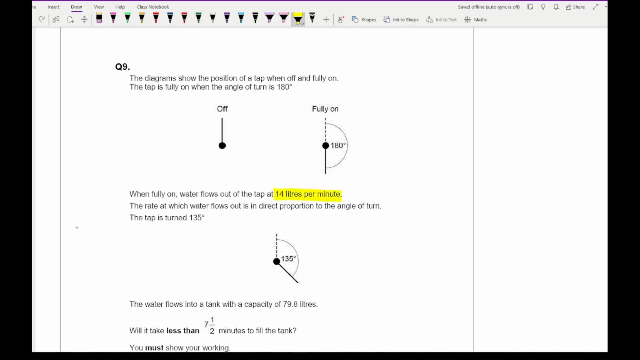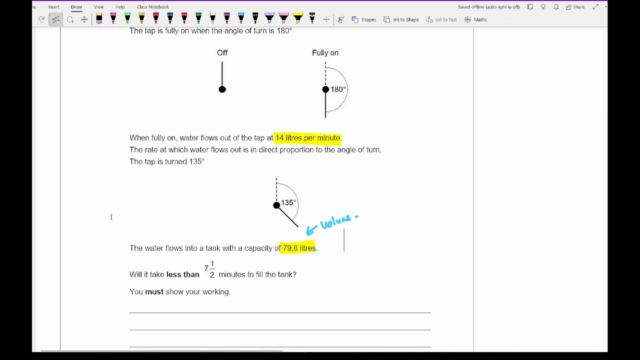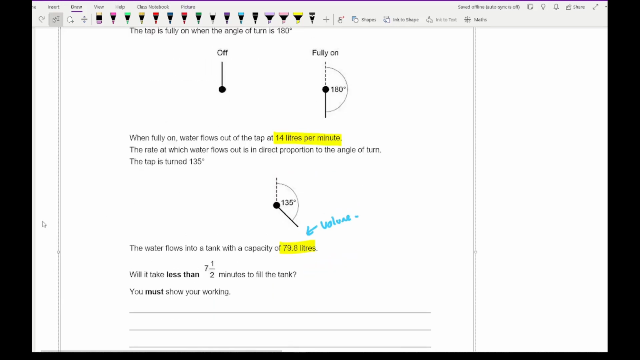It says the rate at which the water flows out is directly proportional to the angle of the turn of the tap. The water flows into the tank with a capacity of 79.8, so that there is my volume. And the question is asking, will it take less than 7.5 minutes to fill the tank? So for this, let's have a look at working this out. So for this, let's have a look at the rate of flow.